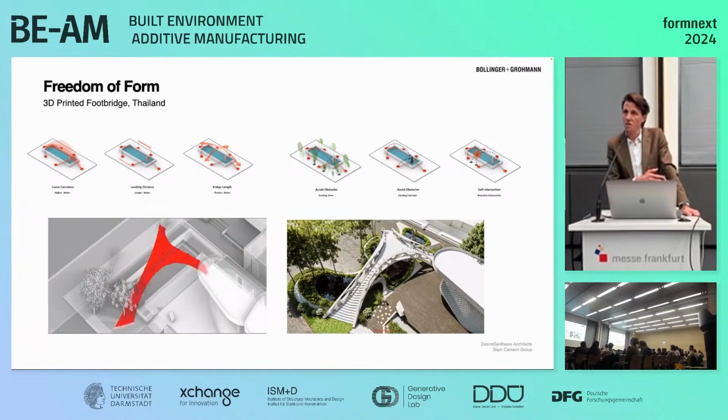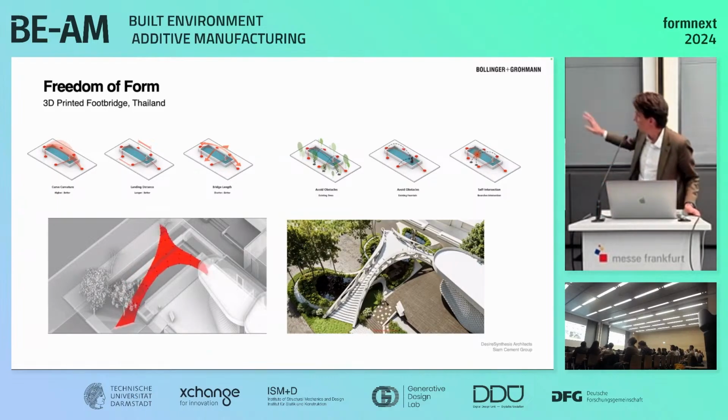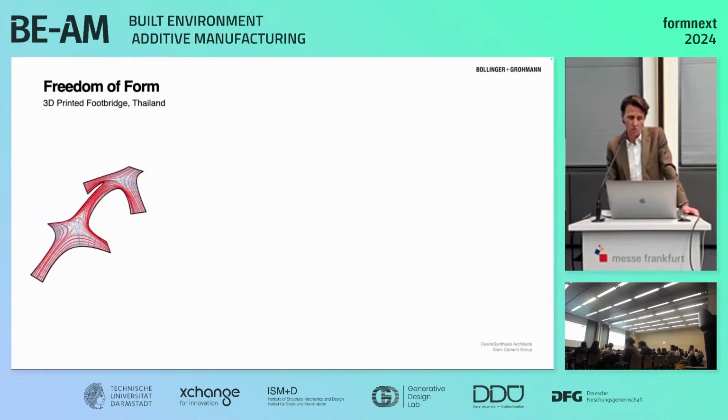So the competition was in 2016. It was supposed to be for the Olympics. And now, at the moment, we are printing this bridge in Thailand with another contractor. And we use the same tools and the same ideas. So we optimize topologically the whole project. So this is a bit of research. What we use is the structural force flow in the bridge.